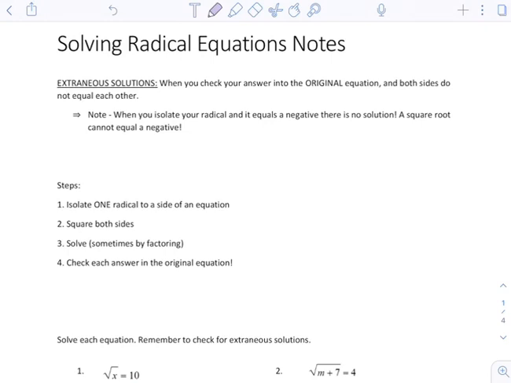A quick trick to know if your answers are going to work or not: when you get your square root all by itself and your square root equals a negative number, it's not going to work. And we also don't have a solution if that happens, because the square root cannot equal a negative number. When you take the square root of a number, you're finding what number times itself gives you the number on the inside.